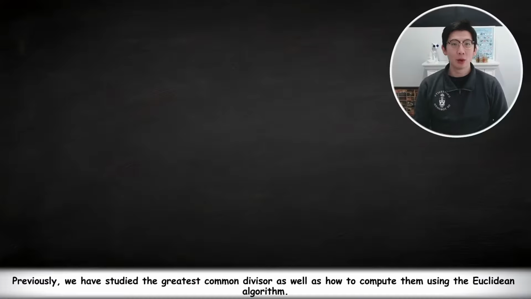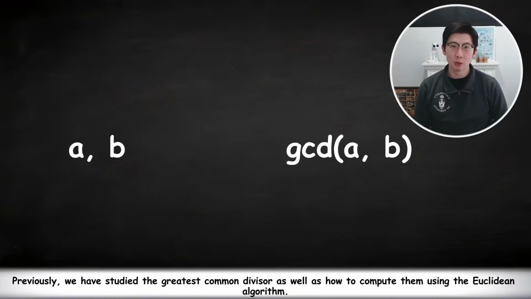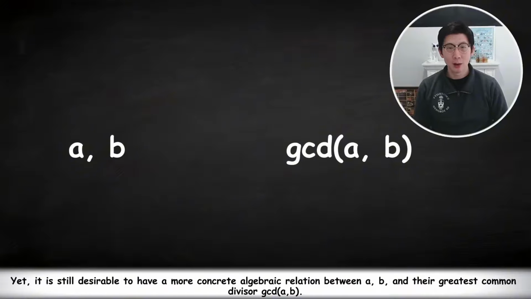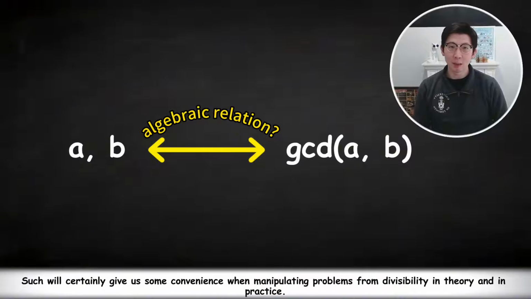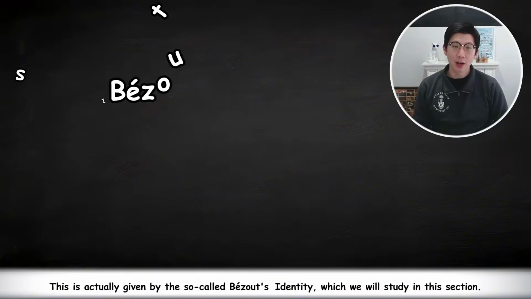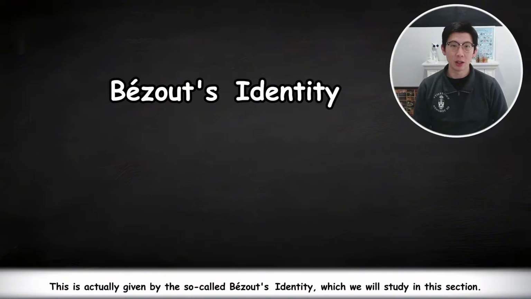Hello everyone. Previously, we have studied the greatest common divisor as well as how to compute them using the Euclidean algorithm. Yet, it is still desirable to have a more concrete algebraic relation between a, b, and their greatest common divisor GCD(a,b). Such a relation will certainly give us some convenience when manipulating problems from divisibility in theory and in practice. This is actually given by the so-called Bézout identity, which we will study in this section.